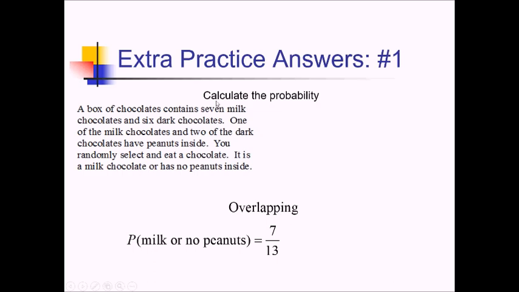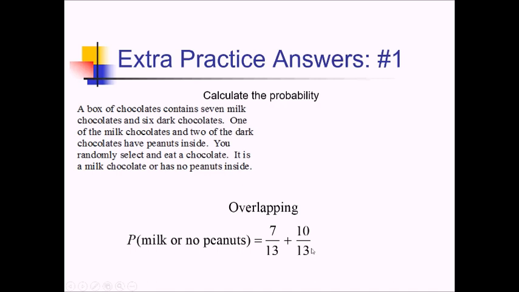Now let's talk about the peanuts. The probability that something has no peanuts. So we again have 13 total possibilities, but now let's look at the breakdown between the two different groups. They said 1 of the milk chocolates has peanuts. That means that 6 of the milk chocolates don't. And they said 2 of the dark chocolates have peanuts. That means that 4 of the dark chocolates don't. So 6 of the milk chocolates, 4 of the dark chocolates, that's a total of 10 chocolates that do not have peanuts inside. So we're going to add 10 over 13.